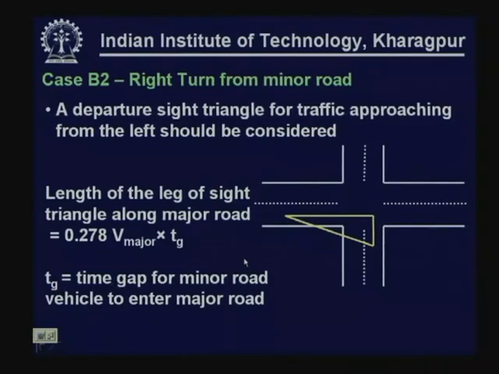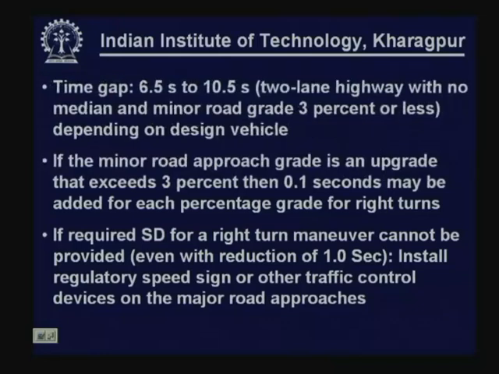Here also, the length of the leg of the side triangle along the major road is calculated using a similar formula as what was used for left turn, but in this case the time gap Tg for a minor road vehicle to enter the major road is slightly different. It is observed that for a right turn, vehicles accept a slightly lesser time gap. ASTO says that one can consider 1 second lesser time as compared to what is recommended for left turn.